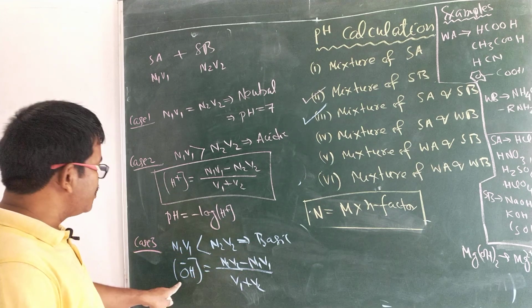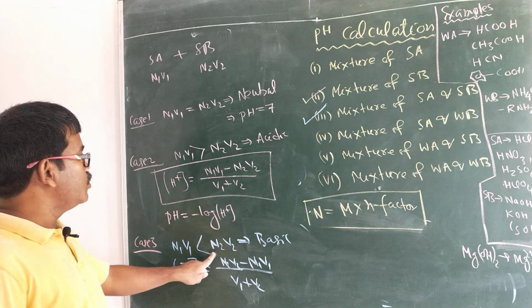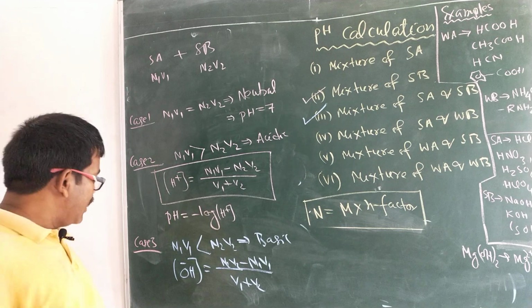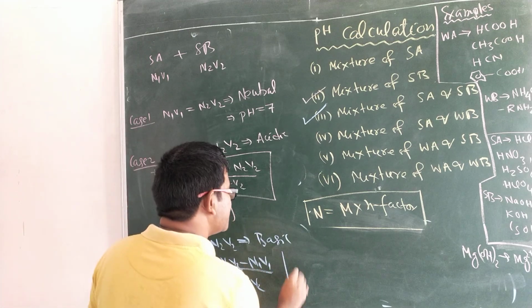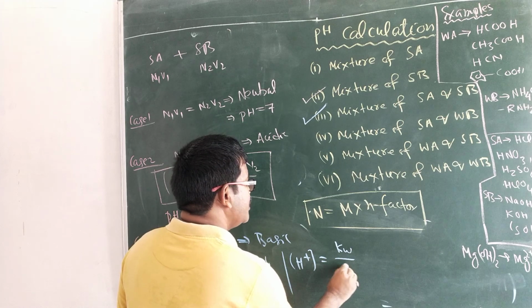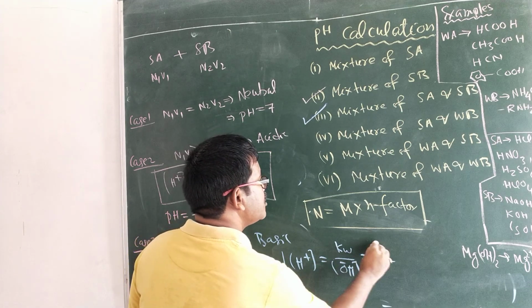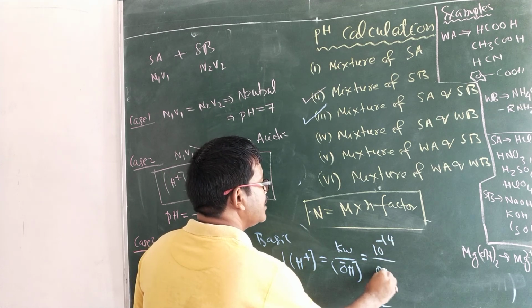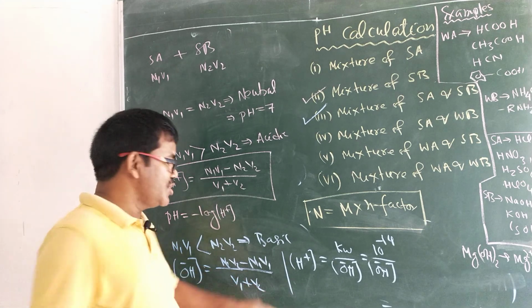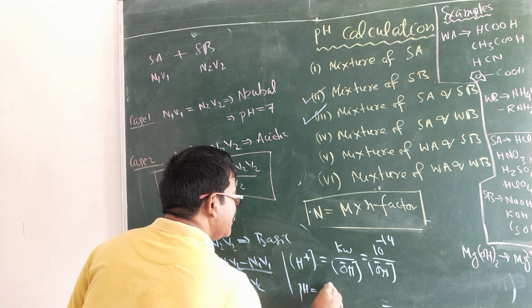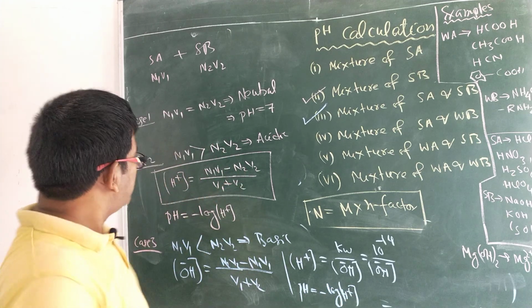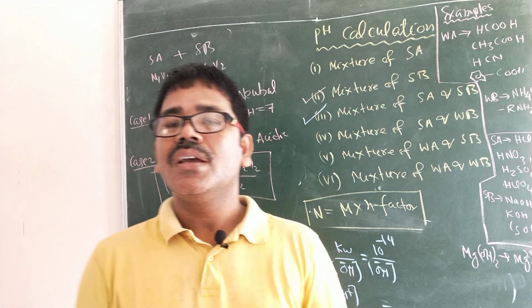Basic means OH minus ion concentration. Concentration of the OH minus will be N2 V2 minus N1 V1. Always you need to subtract the smaller one from the larger value. Once we get the OH minus, we can calculate the H plus concentration. H plus concentration is nothing but Kw by OH minus concentration, and we know Kw is 10 to the minus 14. Once we get the H plus concentration, what is left? pH calculation. pH is nothing but minus log of H plus concentration. This is how we can calculate the pH of a mixture of strong acid and strong base.